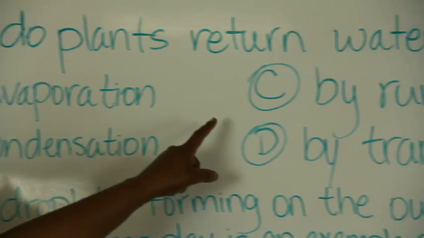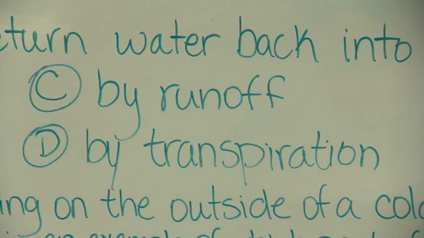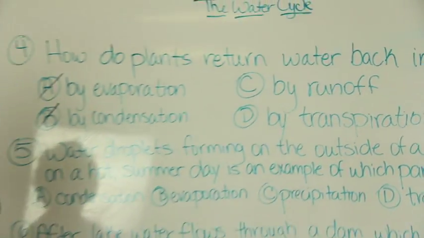Is it C, runoff? That is when water runs off to the ground and to the plants. And we'll hold on to that one. We'll hold on to C. Or is it D, transpiration? That's where plants have water that goes back into the environment.